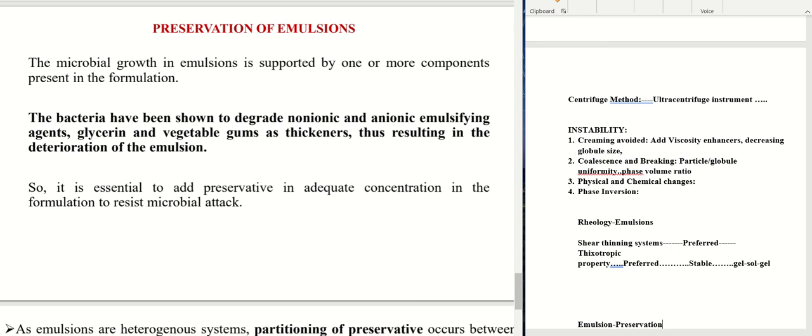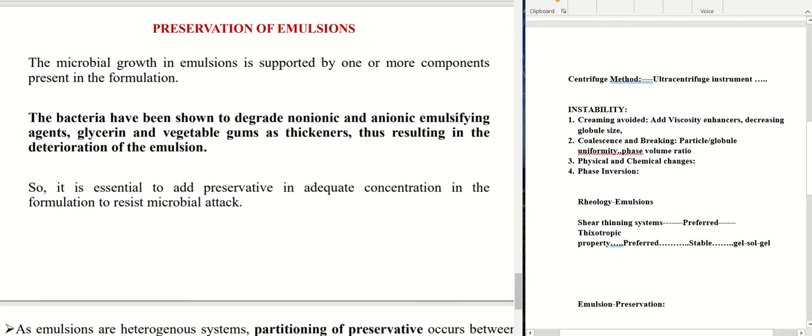Let's see in detail. As an emulsion has both an oil phase and an aqueous phase, it is really important to add a preservative. Why? Because the aqueous phase, the water, is more susceptible to microbial growth. So it is always necessary to add a preservative.